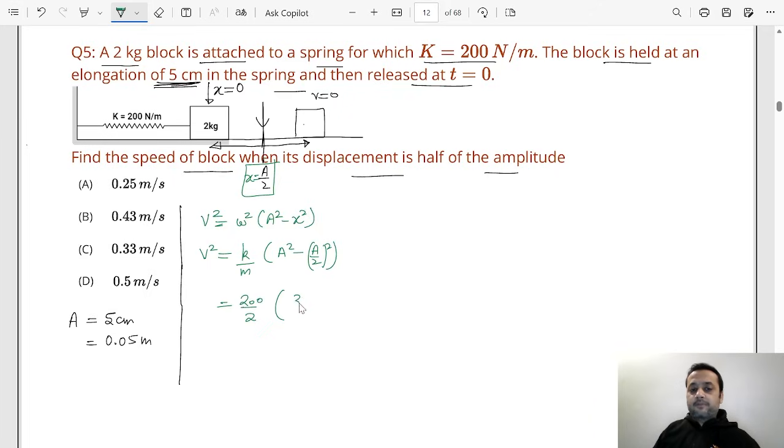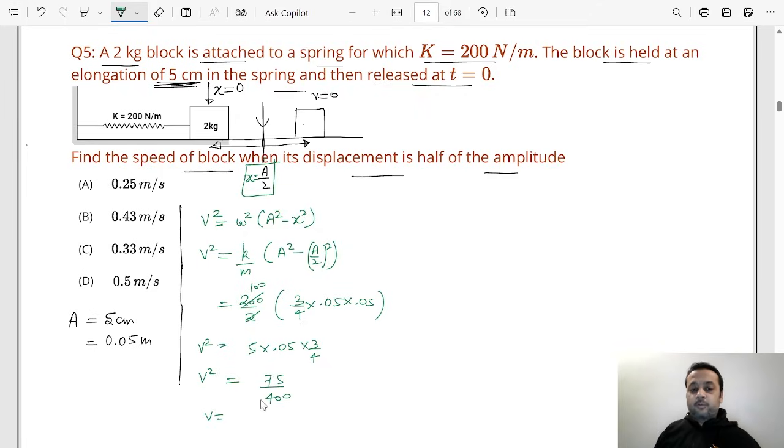a square minus a square by 4 is 3a square by 4. So that will be 3 by 4 into a square. So that means 0.05 into 0.05. So this becomes 100. 0.05 into 100 becomes 5 into 0.05 into 3 by 4. So basically you can see that this is the value of v square. So v square will be 5 by 100. So 5 is 25 into 375 upon 400.